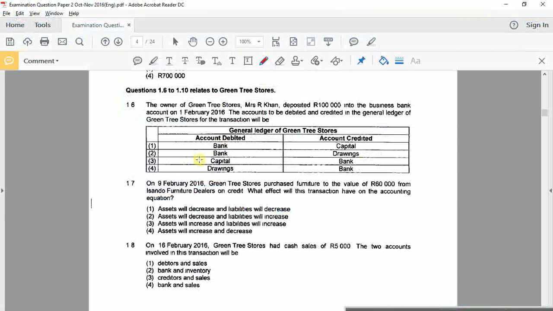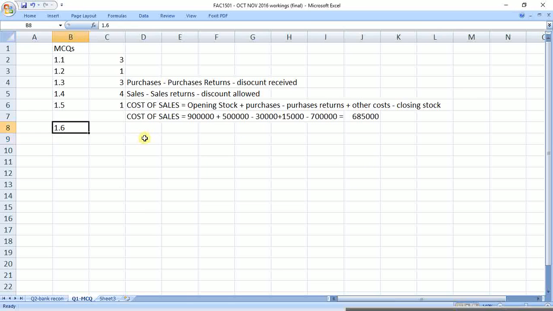The owner of Green Tea Stores, Mr. Khan, deposited 100,000 into the business's bank account on 1st of February. The accounts to be debited and credited in the general ledger of Green Tea Stores for the transaction will be bank and capital. Good. Option? One. There you go. Well done. Next one.